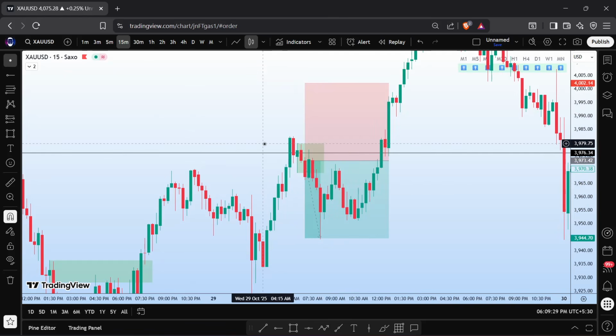To be honest, I'm not gonna explain my entry models over here, how I enter. To make things easier for you, you can use this M5 and M15 for the confirmation. I will keep my entry models to myself for now. Okay, so yeah, that's one thing.